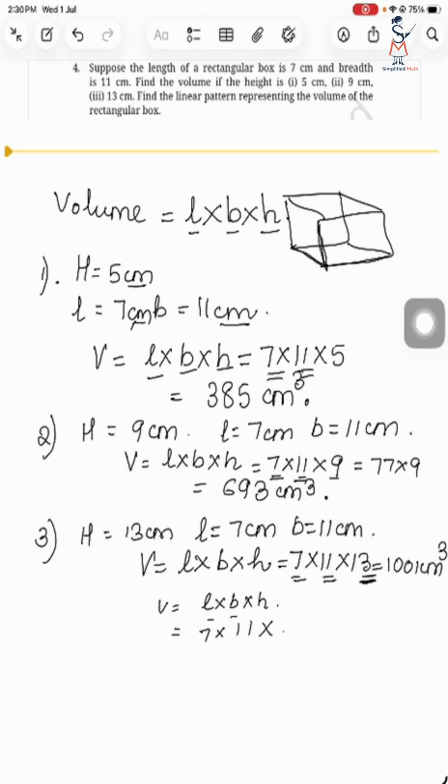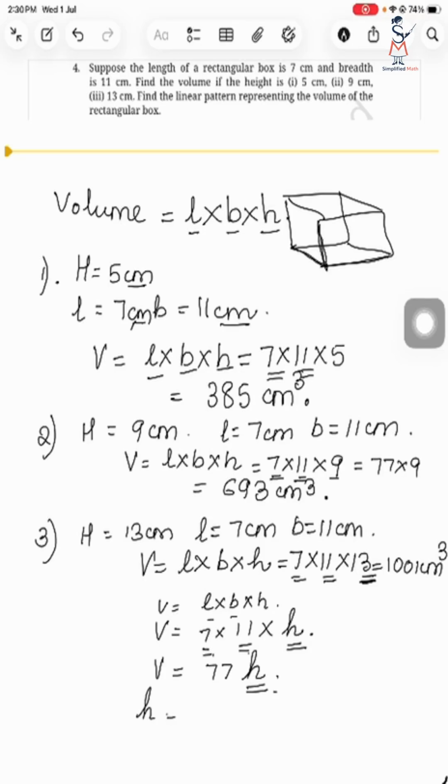So we will keep the height as a variable and the variable we are taking here is h. So what is the linear pattern for this particular rectangular box which represents the volume? The volume is represented by length into breadth, which is constant. 7 into 11 becomes 77 and h is a variable which we will take as h. Variable can be taken as anything. It can be x, y, whatever you want.